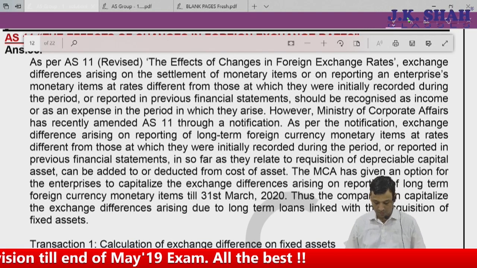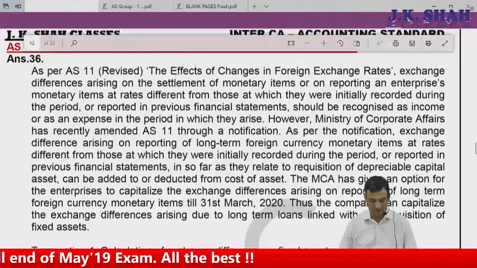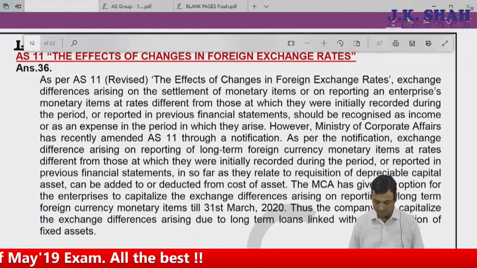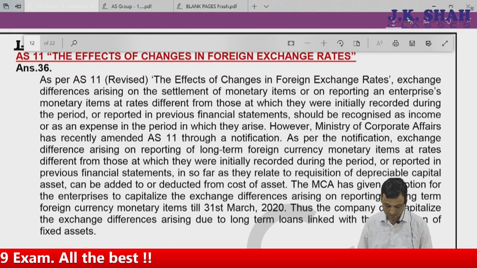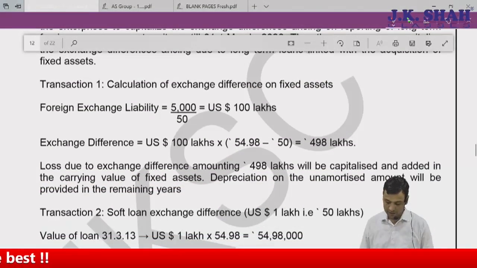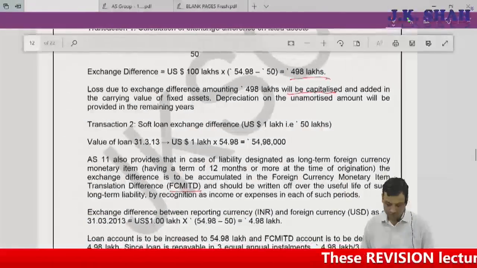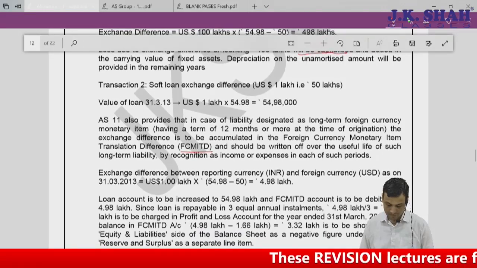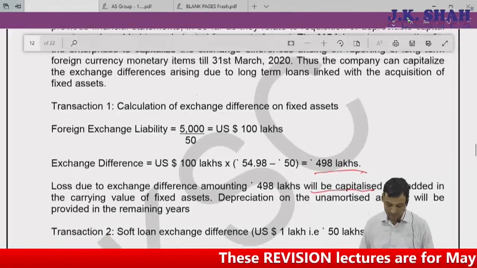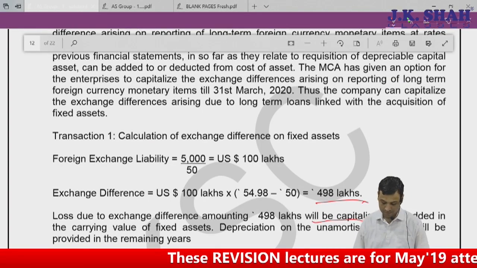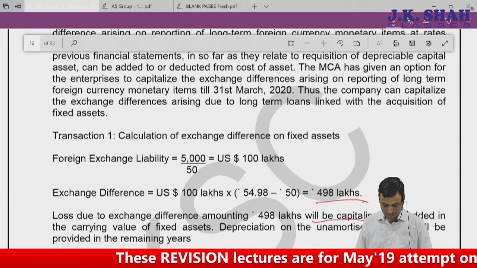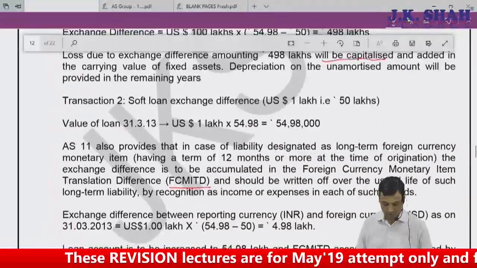Yeah, so this is the brief idea of para 46, 46A that has been given here. So the exchange difference of 498 lakhs will be capitalized. Here it will be transferred to FCMITDA. First, just read transaction number 1. Then we go for transaction number 2.